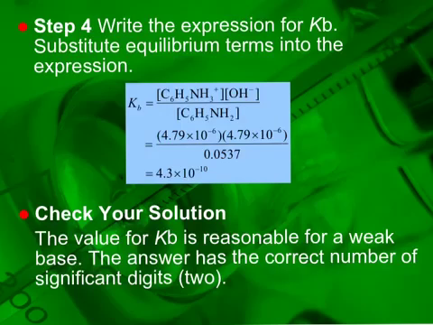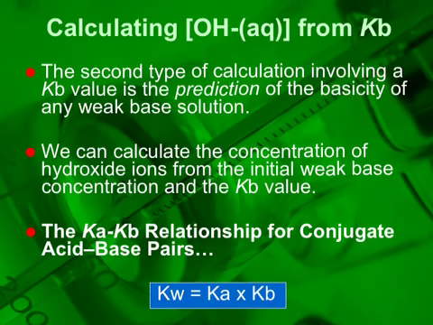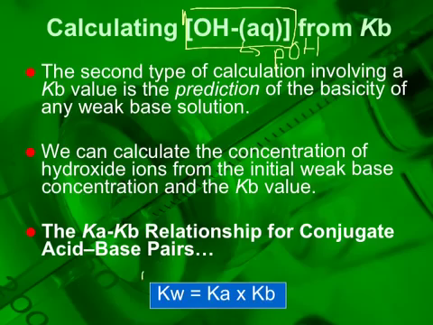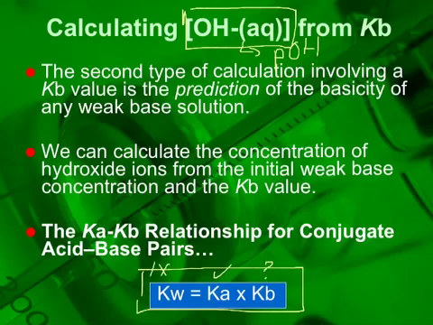Another type of example that deals with the Kb is that we can be given the Kb and then we can calculate the concentration of hydroxide, or to take it further, to calculate the pOH of a solution. Now remember, Kw equals Ka times Kb. This is useful because in our table of acids and bases, we're only given the value for Ka, but we do not know the value for Kb. And remember, the value for Kw is 1 times 10 to the minus 14.